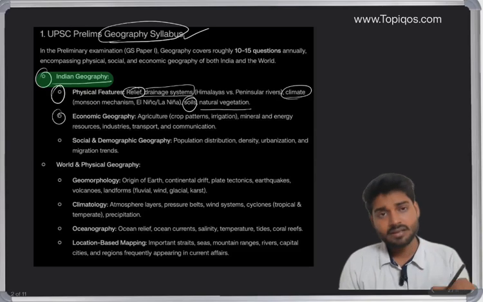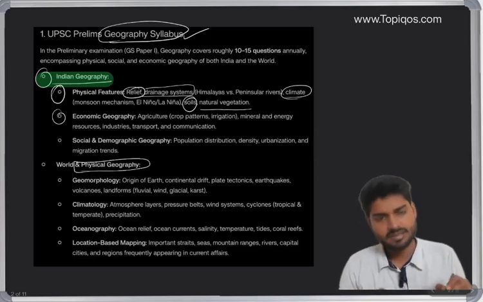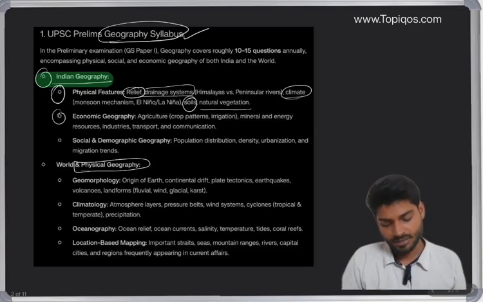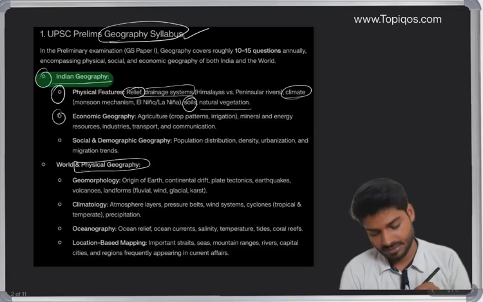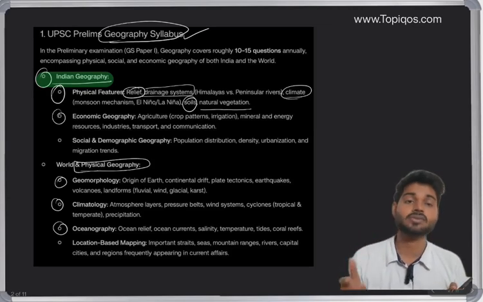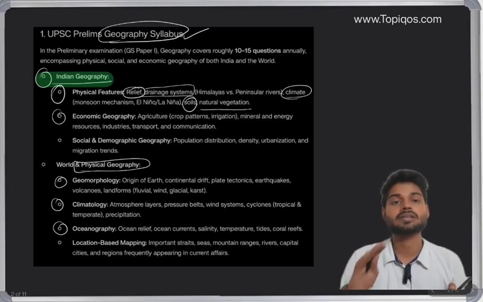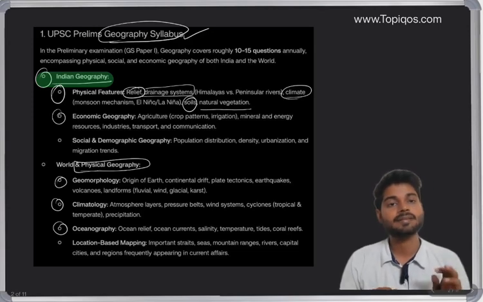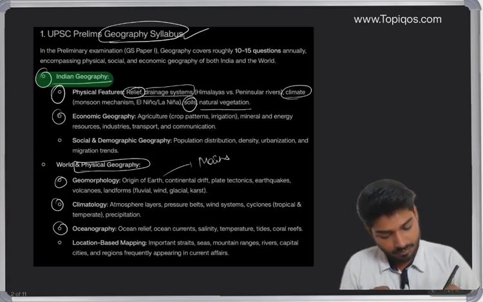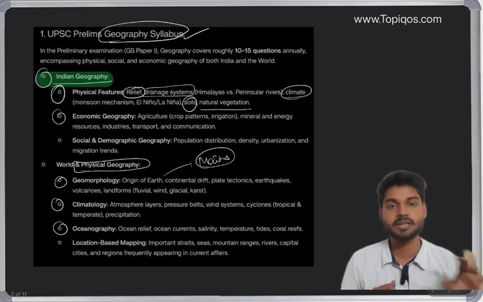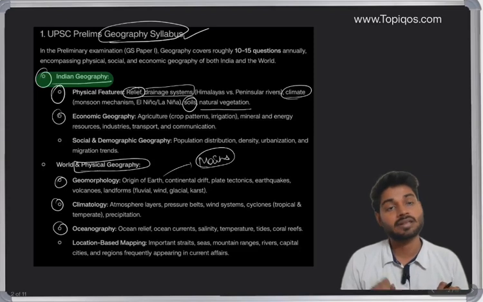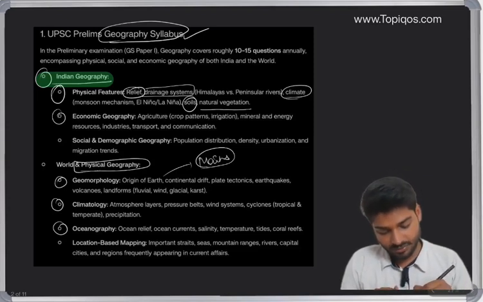Physical geography would be conceptual clarity, a conceptual topic. In physical geography we are going to study geomorphology, climatology, and oceanography. These three are basically the core concepts for geography, and they usually come in the mains part. These would be mains-based topics. However, we have seen 2-3 questions from these three topics every year in the prelims also. So we'll study geomorphology, climatology, and oceanography.